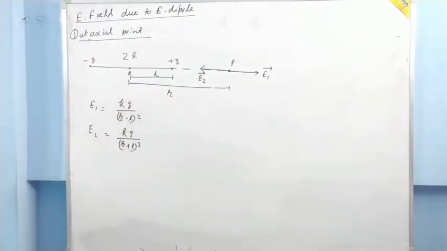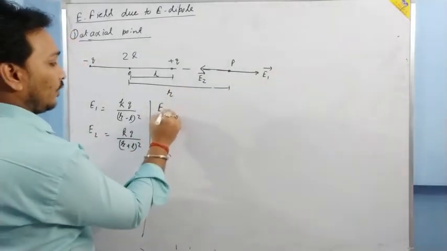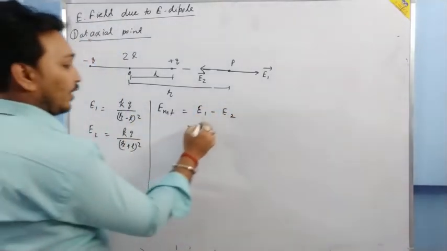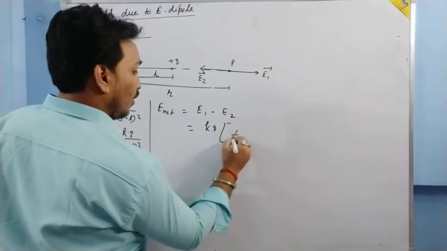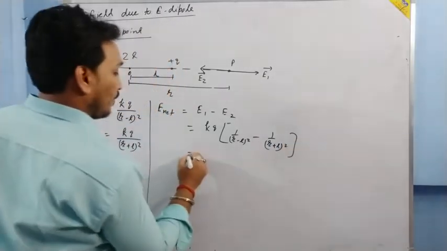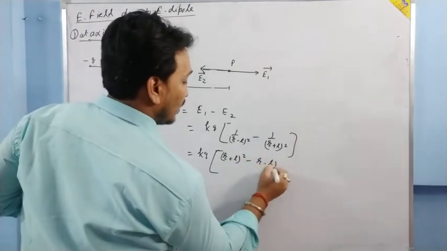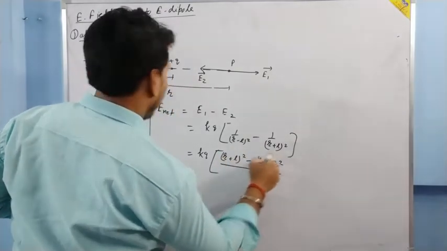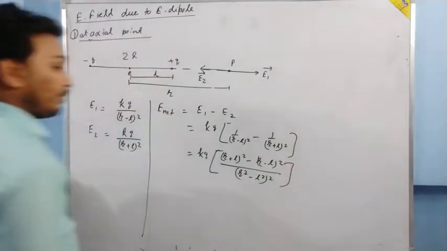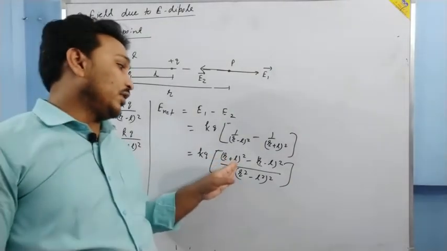Now you can see in the diagram that E1 and E2 are in opposite directions. So the net electric field is given by E1 minus E2. When we subtract, we can take KQ common. Then we have 1 upon R minus L whole square minus 1 upon R plus L whole square. KQ is common. We have R plus L whole square minus R minus L whole square, over, using A minus B, A plus B, R square minus L square whole square. Now see, if you expand R plus L whole square, it will be R square plus L square plus 2RL.